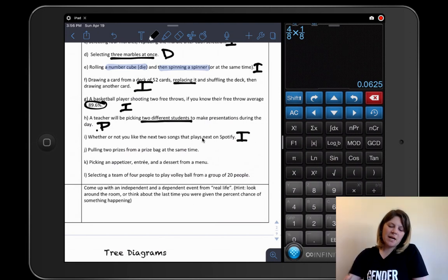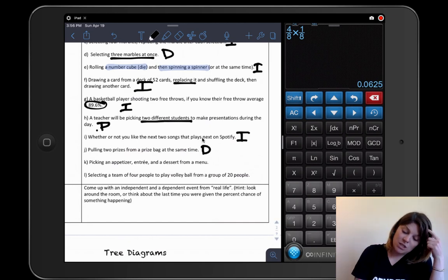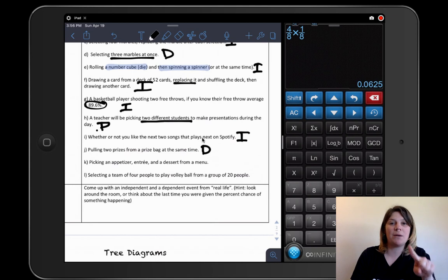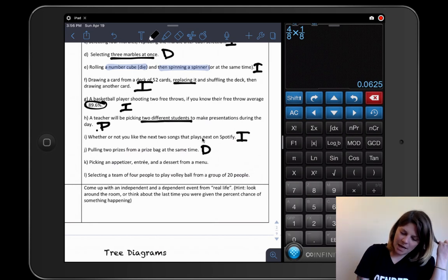Okay, pulling two prizes from a prize bag at the same time. So you need to pick two things at the same time. Automatically, they need to be different. So different, denominator, dependent.